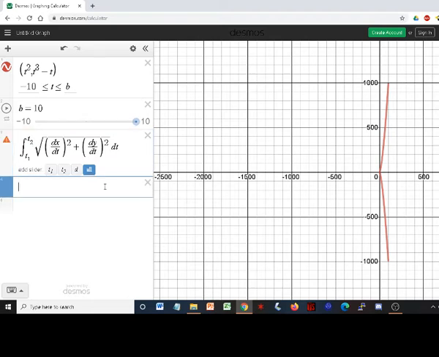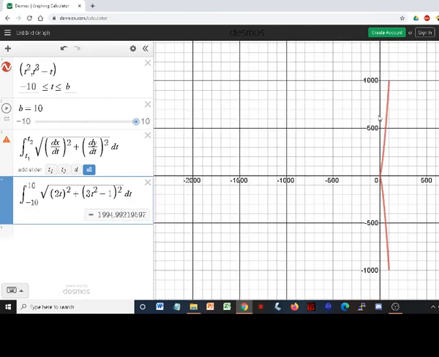So let's go ahead and use that formula then. This curve would be -10 to 10. Those are the times. And we just did these derivatives. It was 2t squared plus 3t squared minus 1 squared. Okay, and you get almost 2,000.